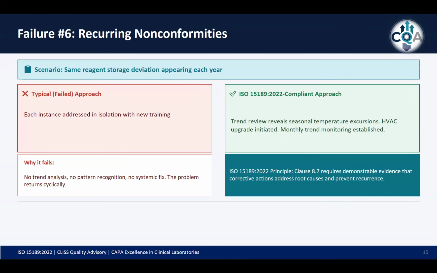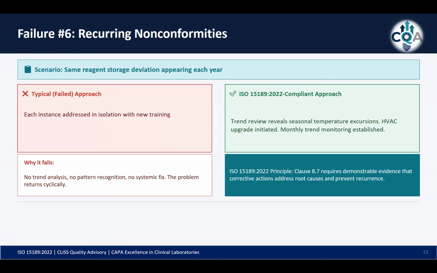Okay. And then recurring non-conformities, I'm sure it's a problem that we see in most labs. And in this case, you have a sample reagent storage deviation appearing each year, okay? And each instance is addressed in isolation with new training. So every time it happens, you train people. And all these things are taken in isolation. There is no trend analysis taking place in that lab. There's no pattern recognition. There is no systemic fix, and the problems return cyclically.